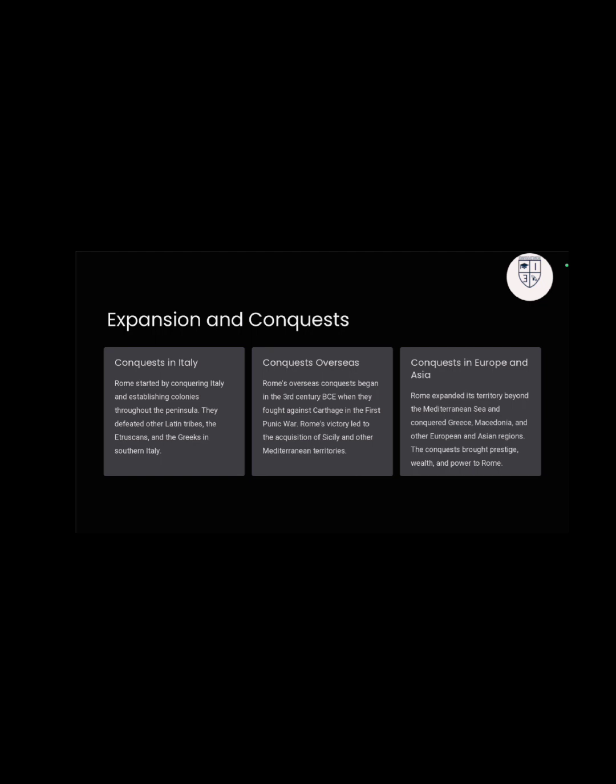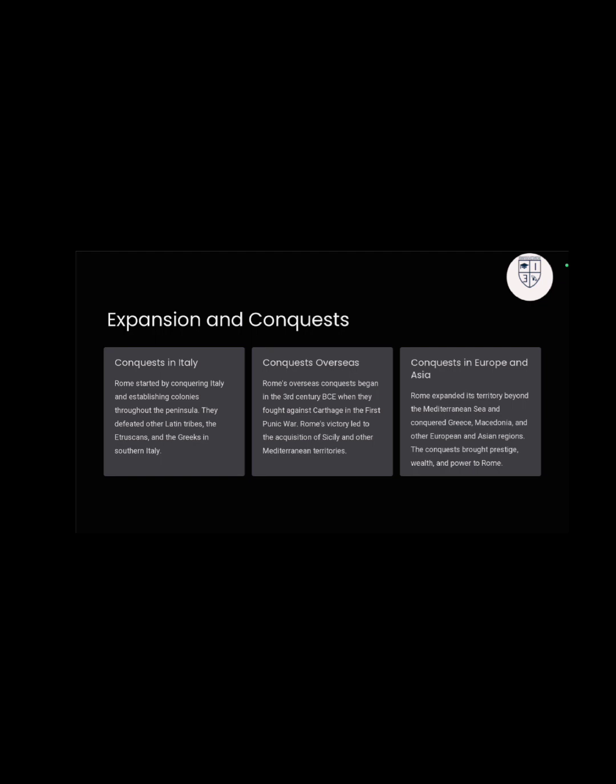In the peninsula, they defeated the other Latin tribes, the Etruscans and the Greeks in southern Italy. As we know, Roman culture was inspired by the Etruscans and Greeks, so we can see how they were influenced by them because they were like neighbors. They also defeated Latin tribes in Italy, and they established colonies all over the Italian peninsula.